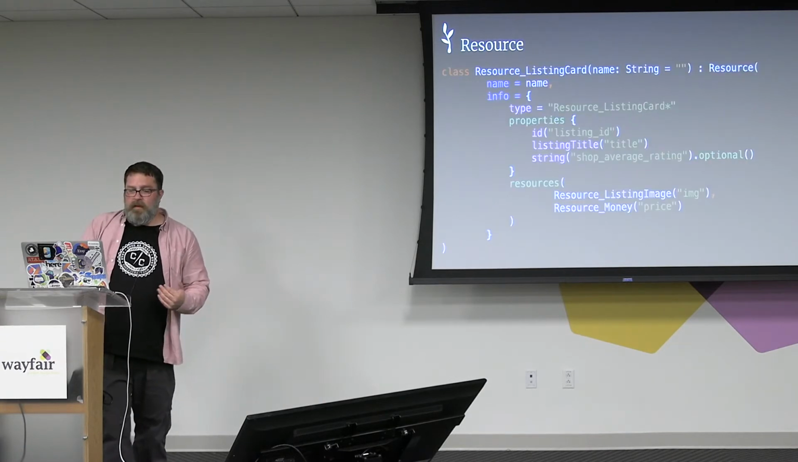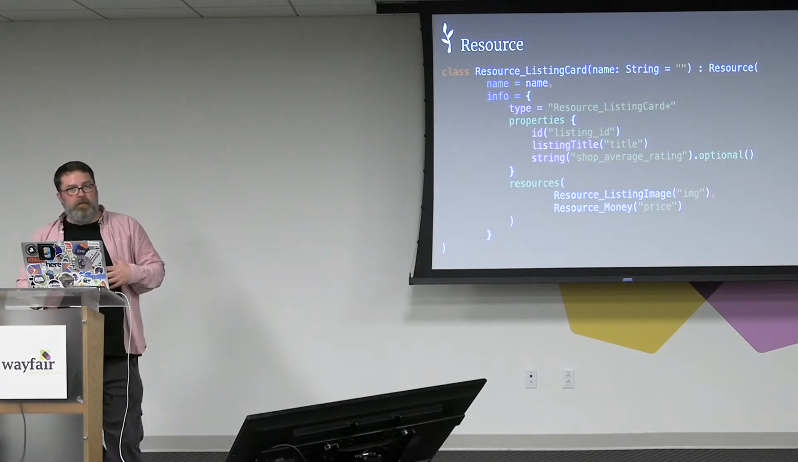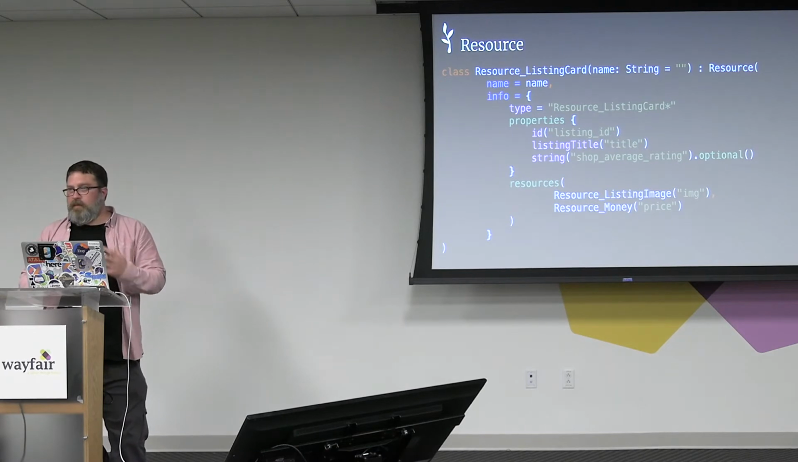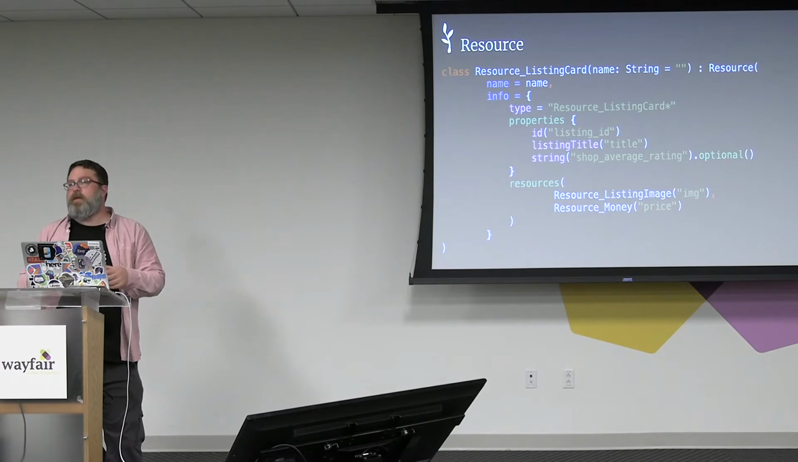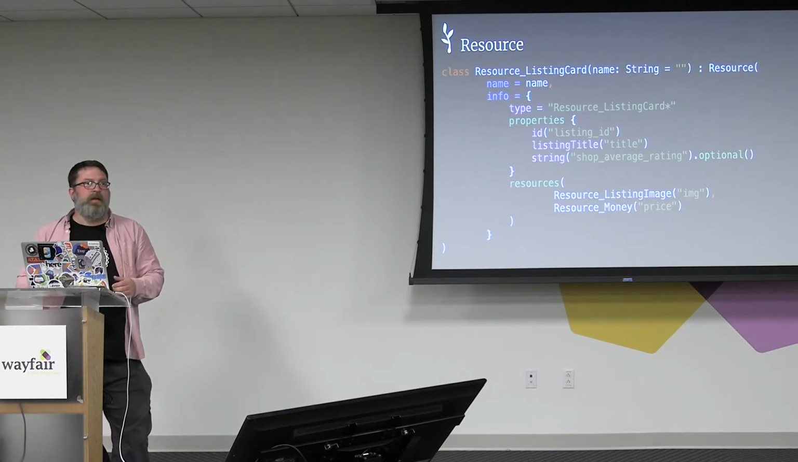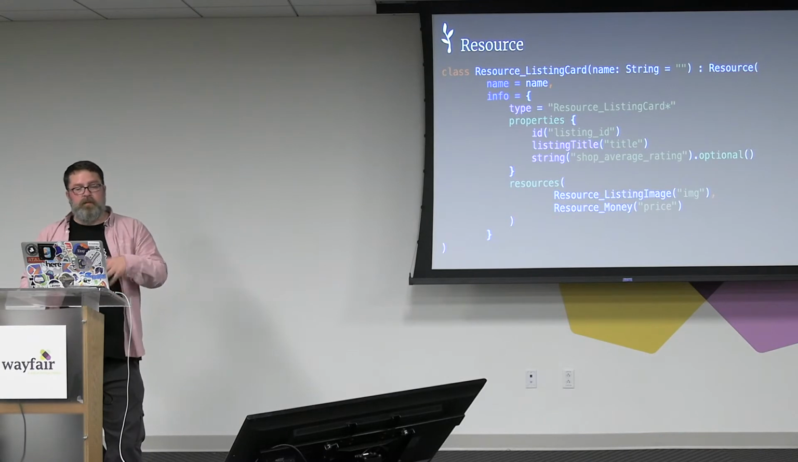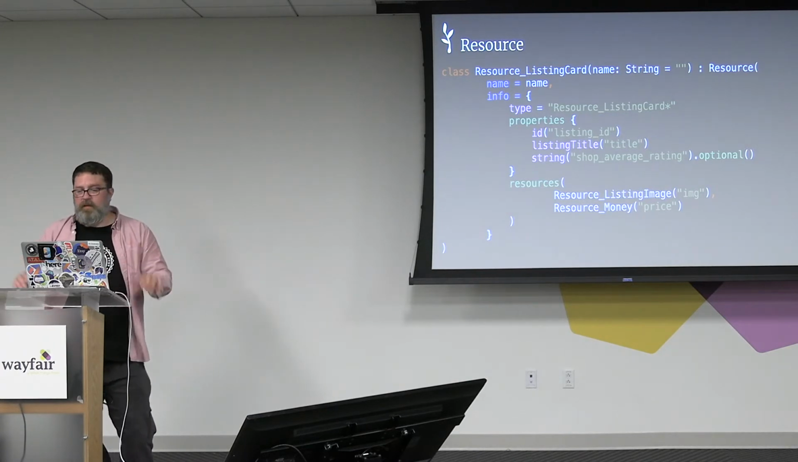So let's look at a resource. If you're not familiar with resources, we're going to dig into them a little bit more, but this is a core concept of REST. Resources are the definition of the structure, optionality, and nullability of something you get from the API. Resources can have properties, and they can have other resources, so they can be a tree, just like JSON.